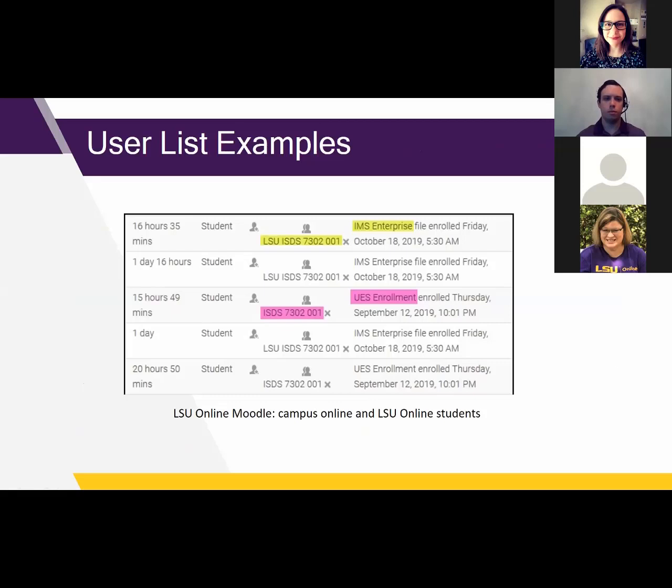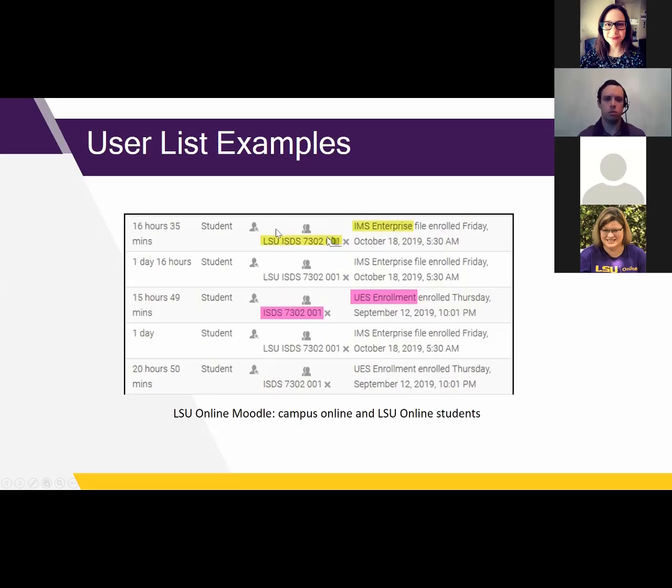So I want to show you what it looks like in a course that has 2 separate sets of students in it. This is an LSU Online Moodle, and I've helpfully colored the different types of students in yellow and in pink. So you can see that this is a combination of a campus course and an LSU Online course. The campus course will have the LSU tag. So this is in LSU Online Moodle, and for this student and this one, their roster has been pulled over from campus Moodle.